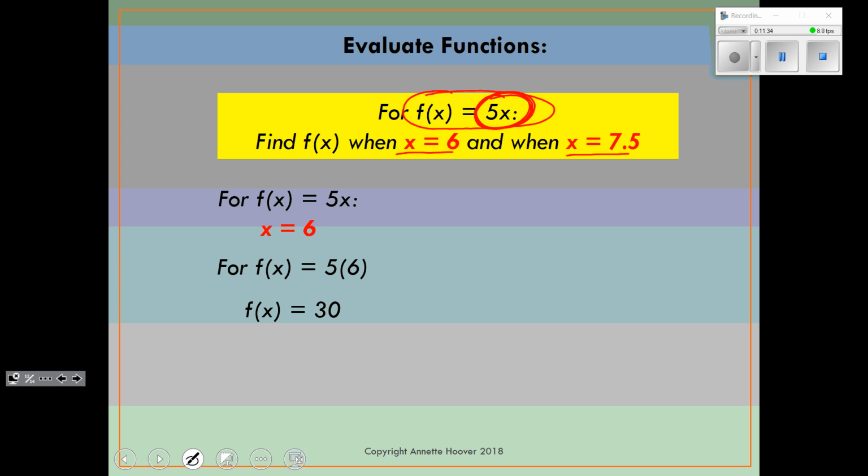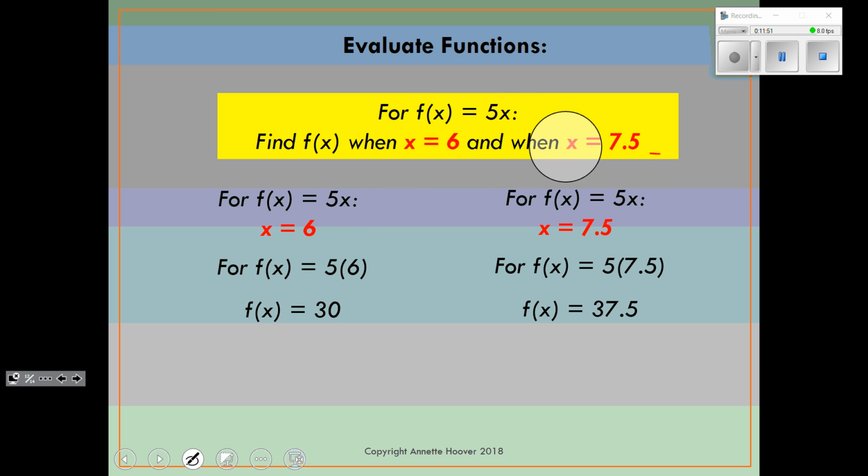If we replace x with 7.5, this time we have 5 times 7.5, which is 37.5. So you're just plugging in numbers to the function and solving. If you're making a table, that would be 2 numbers for your input, because your x is your input. These are your inputs. And the y, which is the same thing as your f of x, that would be your output.